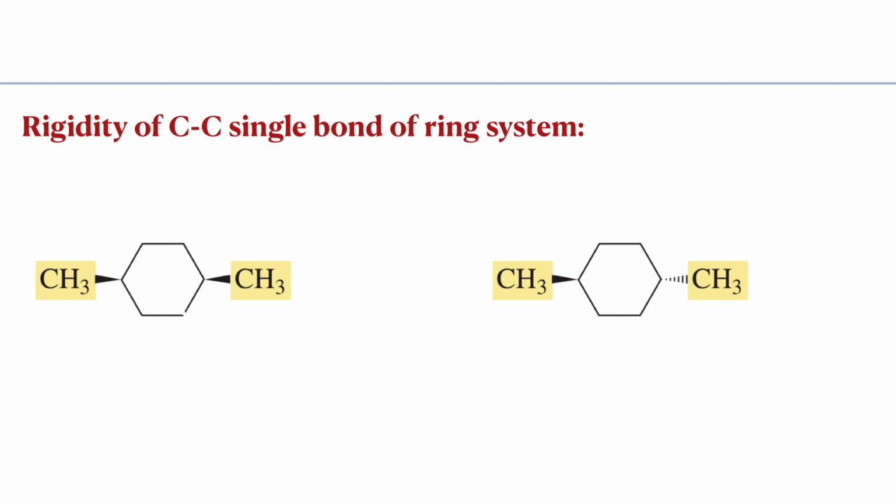when this bond undergoes cleavage. For example, if the bond undergoes a cleavage like this, then it becomes an open chain compound. In case of an open chain compound, CC single bond rotation is definitely possible. But the energy required for the cleavage of this particular bond is very high, that is not available at room temperature. Therefore, the single bonds present in a ring system are definitely rigid. That rotation around that particular single bond is not possible.